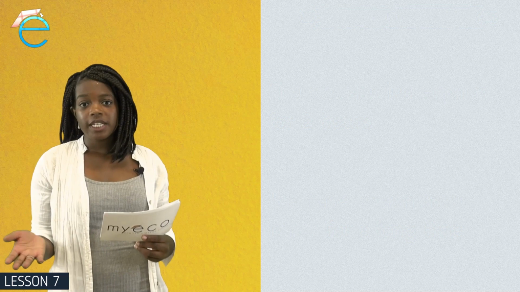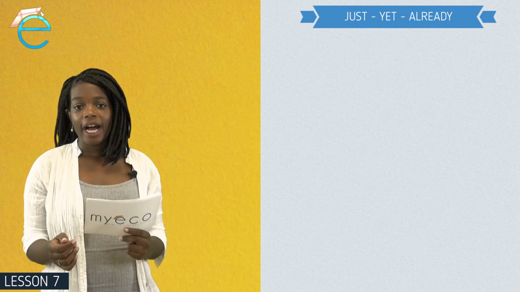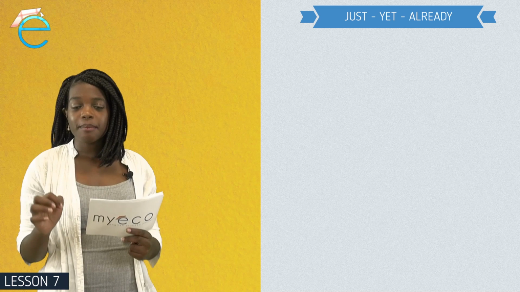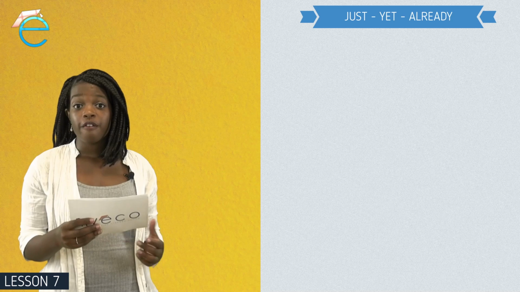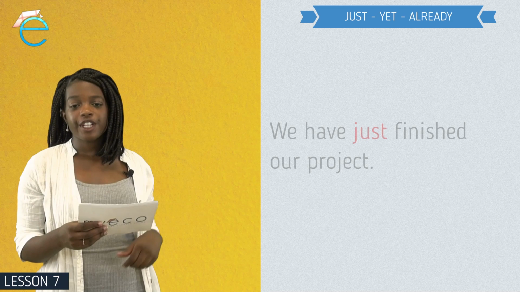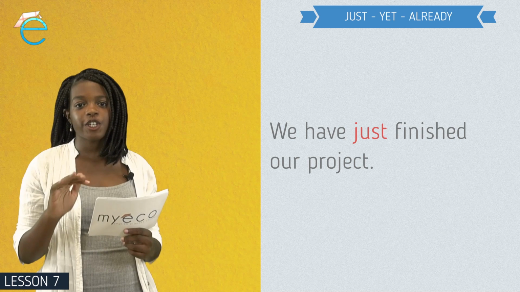We can also see another use for present perfect tense by looking at the words just, yet, and already. Now, the word just shows us something that has just happened or just occurred a little while ago. For example, we have just finished our project. So a little while ago, just before we finished the project.